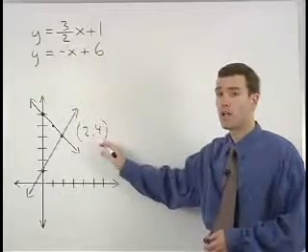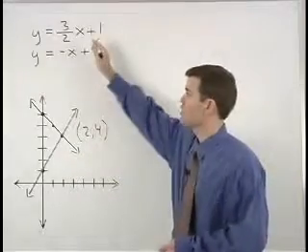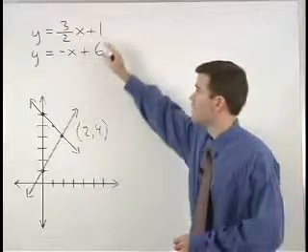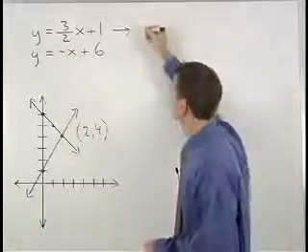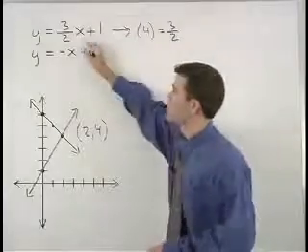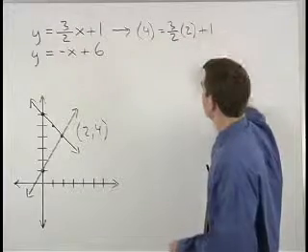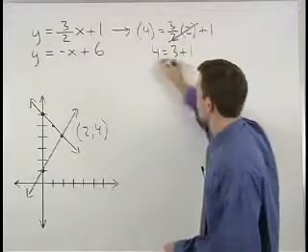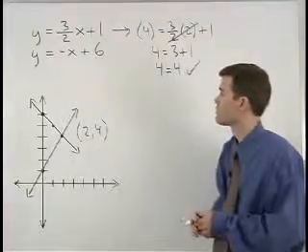It's very easy to check your answer by plugging these values for x and y back into each of the two original equations to see if they work. For our first equation, y is 4 equals 3/2 times x, which is 2, plus 1. The 2's cancel. We have 4 equals 3 plus 1, so 4 equals 4, and our first equation checks.